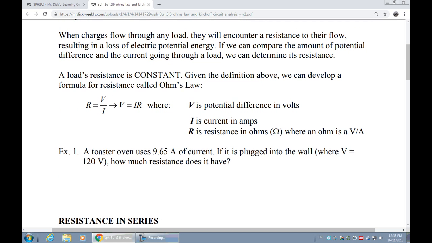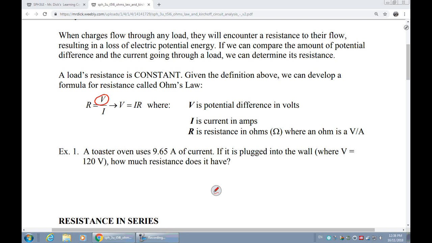And what we see is that the resistance that something produces is directly proportional to the voltage drop that we see in a load. So for example, if something is providing a lot of resistance, we will see a very large drop in potential. So that's direct proportionality. When we have large resistance, we have a large drop in potential.